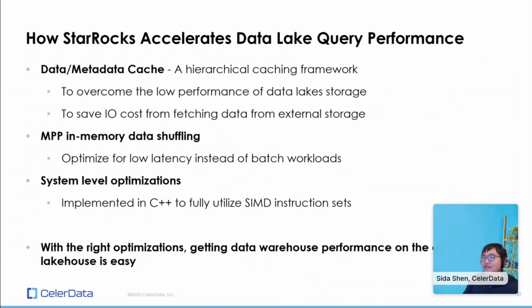This is the first. And second, it has an MPP architecture with in-memory, between-nodes data shuffling, right? So it supports high cardinality aggregations, multi-phase aggregations, and shuffle joins, right? But everything is done in memory, right? So it's really optimized for low latency workloads on complex queries with high cardinality aggregations and multi-table joins, right? So MPP is what you want to look for.